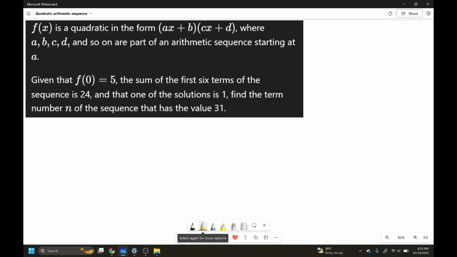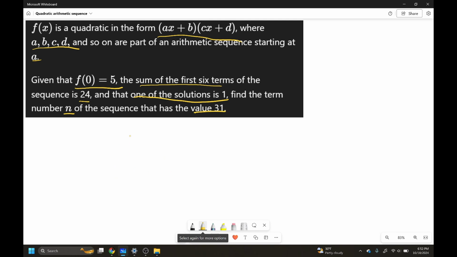Okay. So it says f of x is a quadratic in the form (ax + b)(cx + d), where a, b, c, d, the coefficients or the constants, are part of an arithmetic sequence starting at a. Okay, and we know that f of 0 is 5. We know that the sum of the first 6 terms of the sequence is 24, and we know that one of the solutions is 1 to this quadratic that we have. Now we just need to find the term n such that the sequence will have the value of 31.